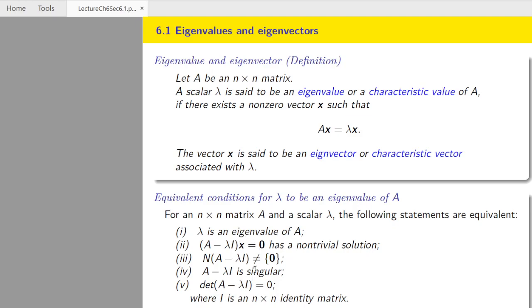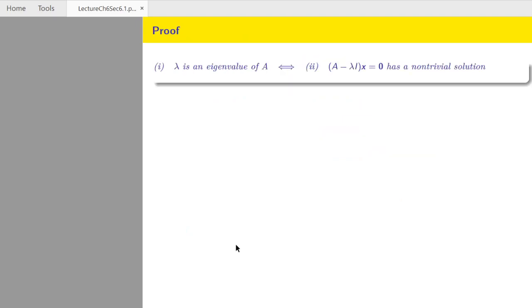These 5 statements are equivalent. They are used to characterize the eigenvalue lambda, and also the eigenvector x in the second statement. Let's prove the 5 statements are equivalent.